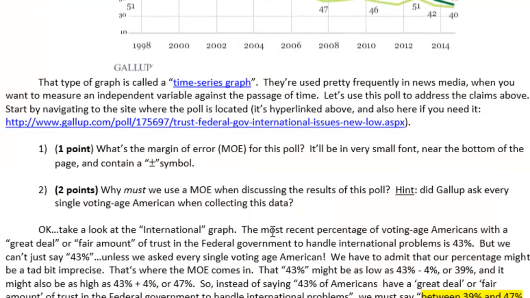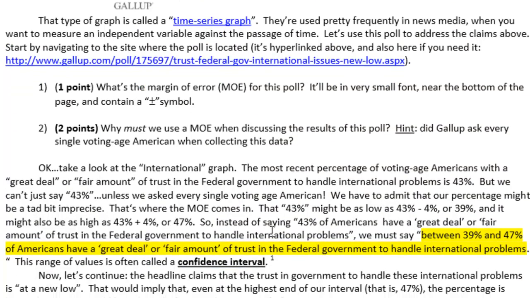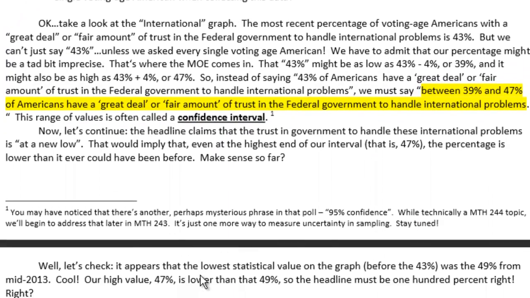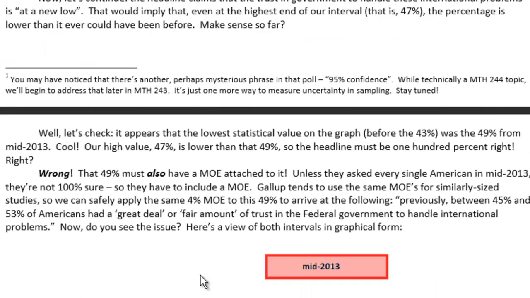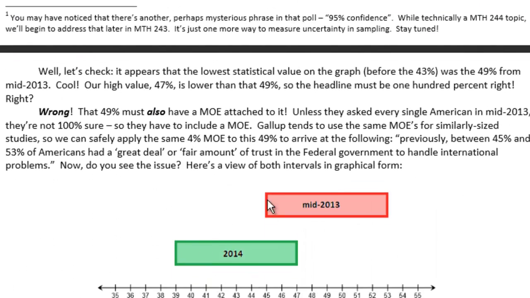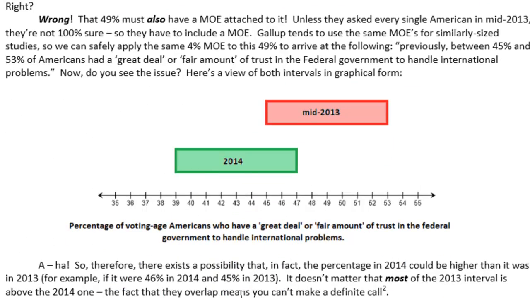All right, what do we got here? Let's continue. Okay, confidence interval, good, got you through this. I'm hoping you guys read all this. Here I've drawn the 2 confidence intervals. I'm not going to read all this to you because you've read it, but the idea is you can't claim that in 2014 it's 43%, where in mid-2013 it was 49. 43 is lower than 49, because it might not be lower than 49.